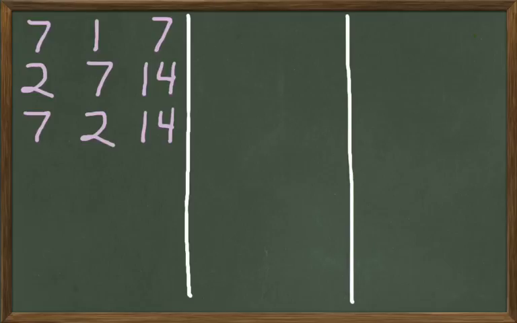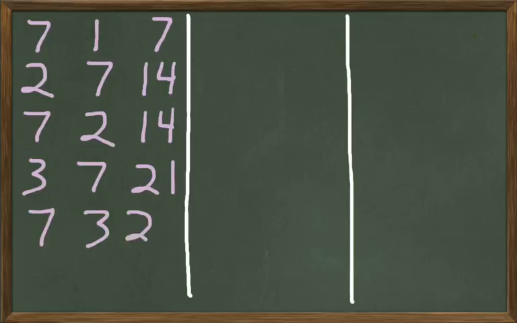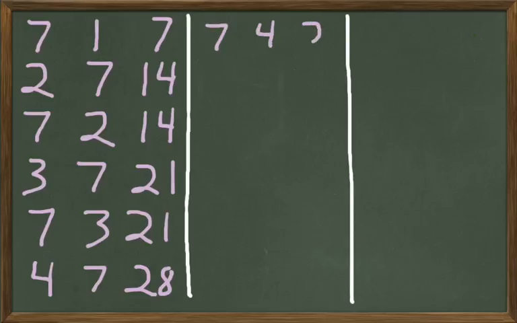3 times 7 are 21. And then 7 times 3 are 21. 4 times 7 are 28. And 7 times 4, also 28.